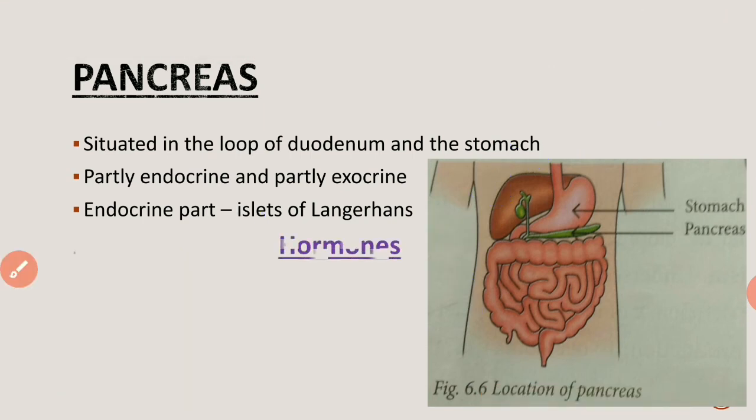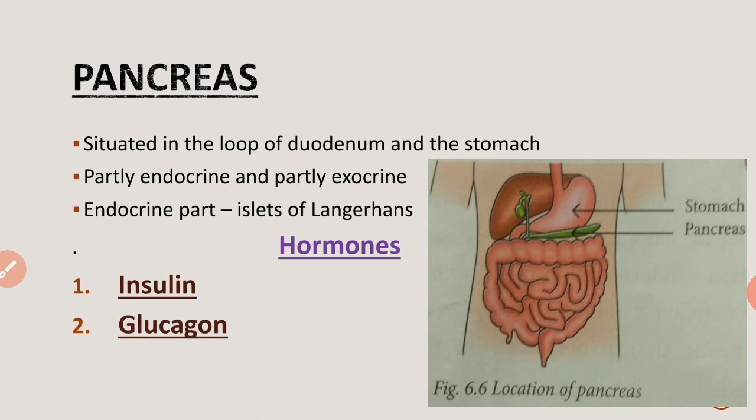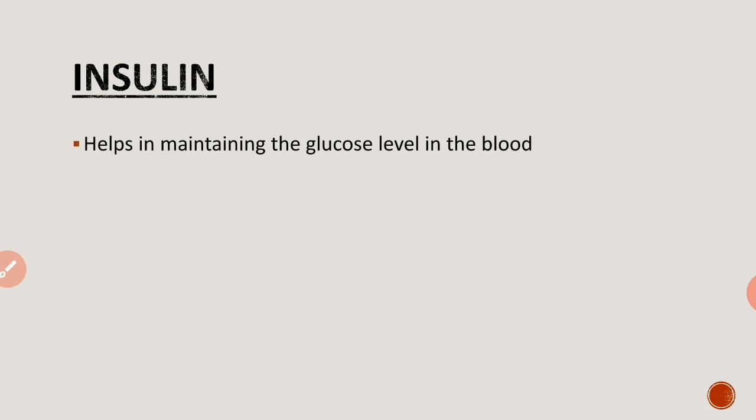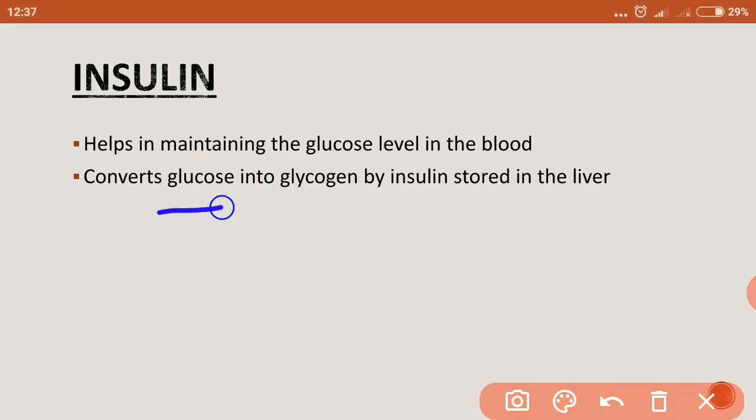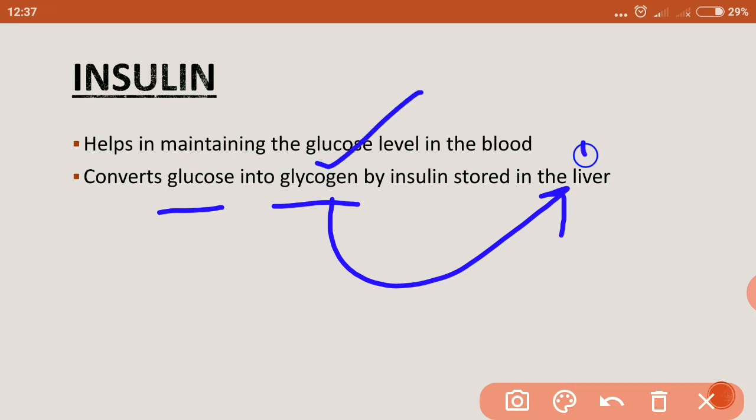So what are the different hormones secreted by the pancreas? First is insulin, second is glucagon. What is the role, the function of insulin? It helps in maintaining the glucose level in the blood. And how does it maintain this glucose level? It converts glucose into glycogen, which is stored in the liver. So insulin converts the extra glucose, which is not required, into glycogen which is stored in the liver.